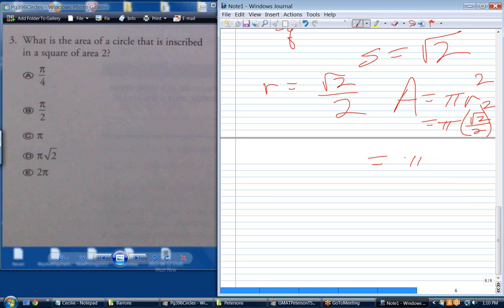Pi square root 2. Well, square the numerator and the denominator. What's the numerator squared? What's square root of 2 times square root of 2? 2. What's 2 times 2? 4. There's our answer. Because that's 1/2, and then you put the... It's 1/2 pi, or pi over 2. Okay?